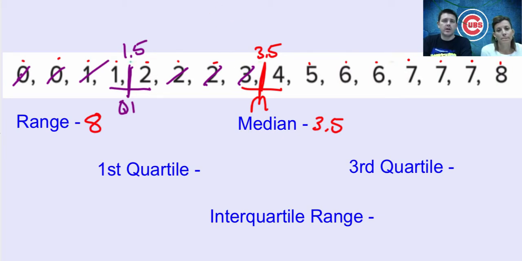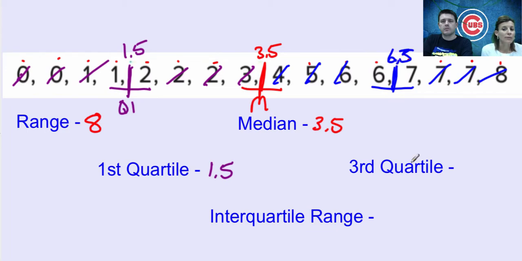Oh, I forgot to write that down here for us. So the first quartile is 1.5. So the median of our lower half of the data is 1.5. And now we're going to do the same thing. Include that 4 in the upper. He's going to cross off a high and a low. And he's going to find that the middle number between 6 and 7 is 6.5.